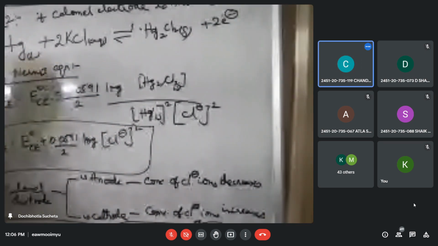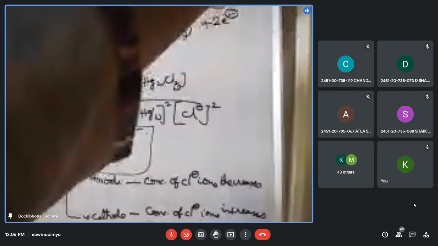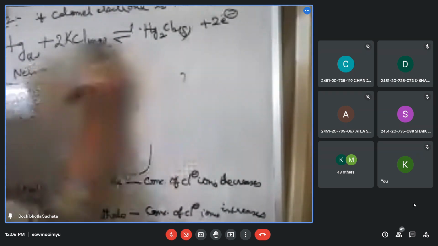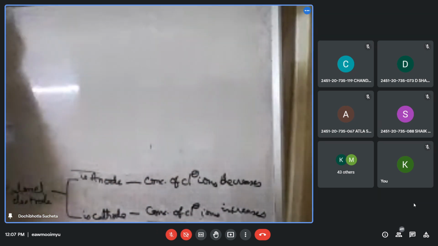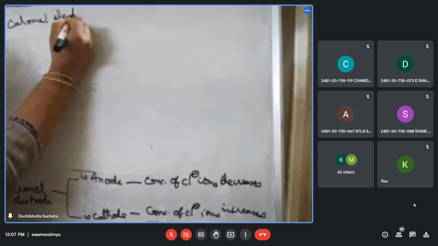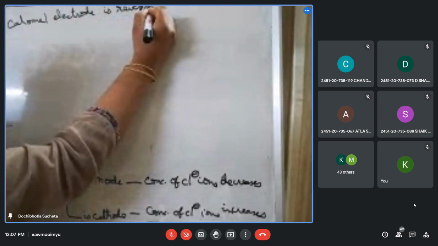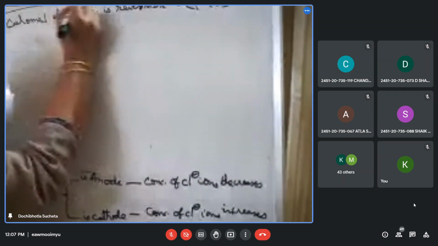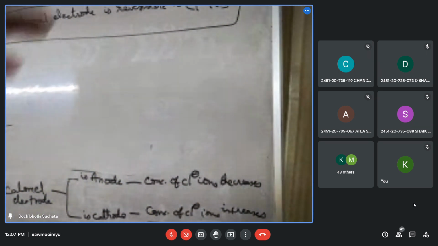Ma'am, adjust the camera, ma'am. Okay, I'll write it to the top. Can you see till this point? Therefore, calomel electrode is reversible to Cl minus ions. That's the conclusion.